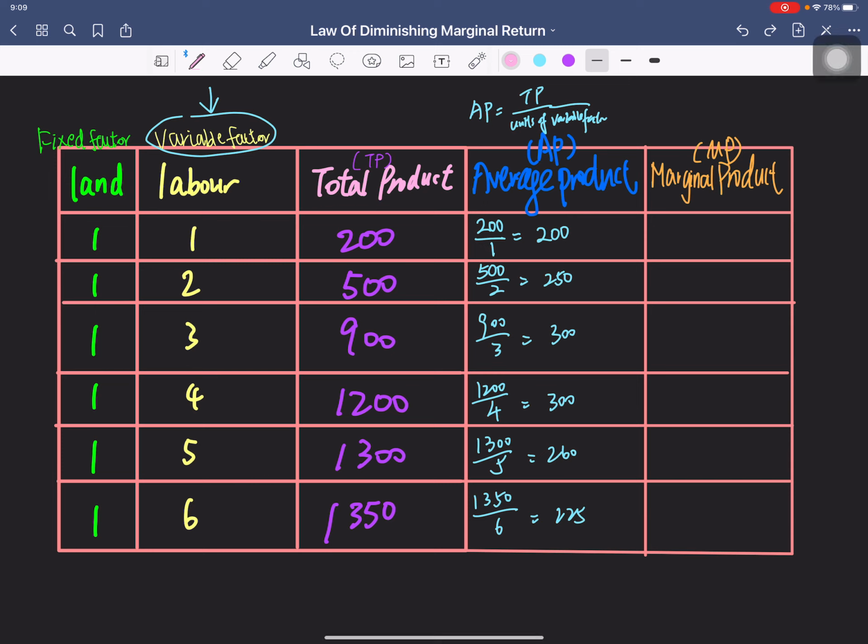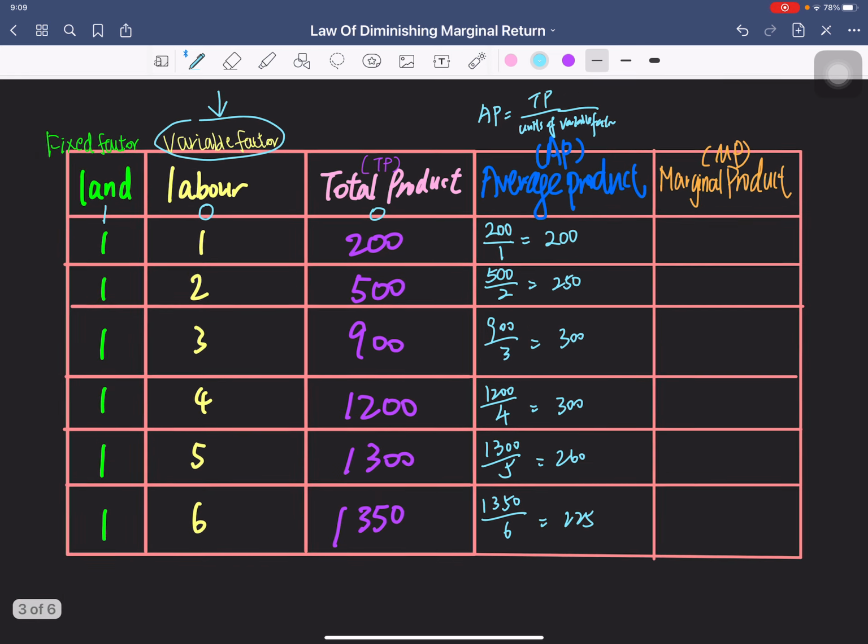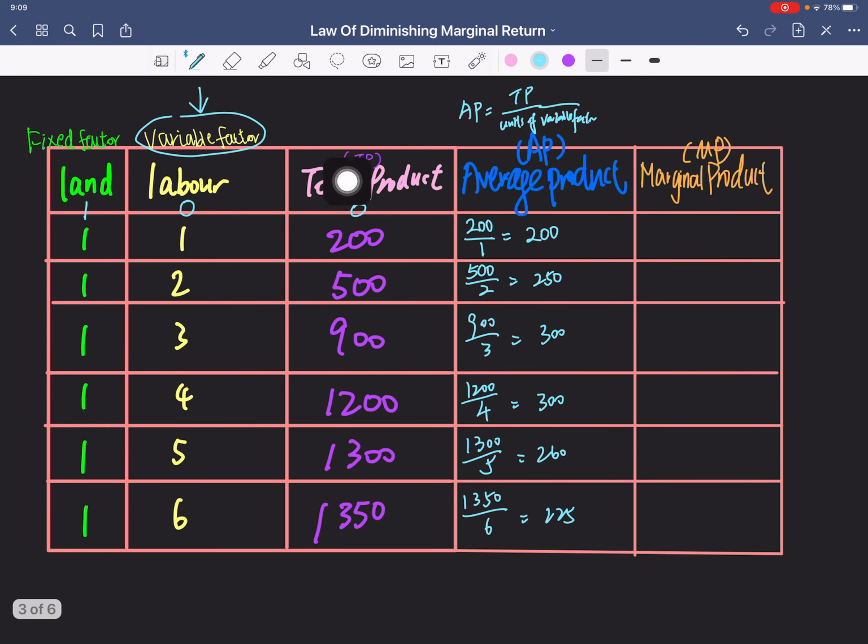Okay, so for the first one, we assume that when the labor is 0, it should bring us a total product of 0. So for the first unit of labor, when we move from the labor of 0 units to 1 unit, the total product will increase from 0 to 200. So the marginal product, 200 minus 0, should be 200.